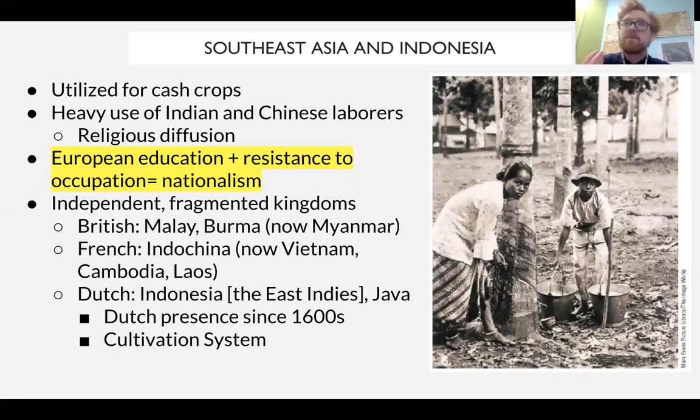especially as we have very strong national feelings in Vietnam. So much of Vietnamese and Indochinese history is related to resistance towards the French and later the Americans, but we'll get to that later. We also have the Dutch in Southeast Asia.